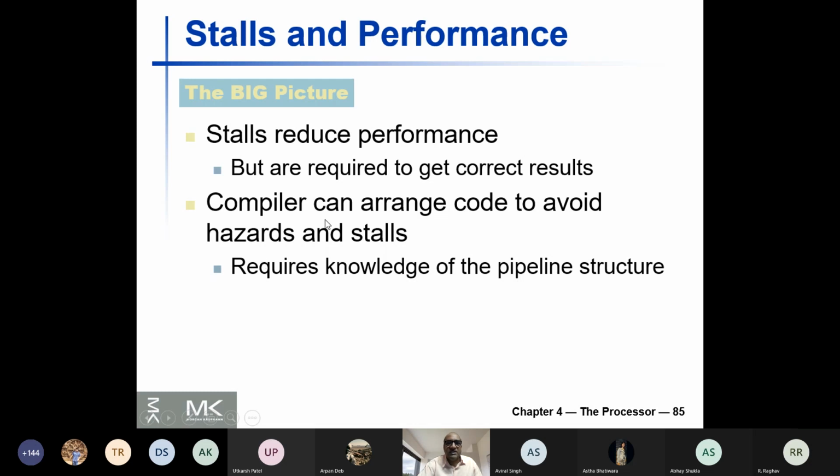You can avoid the stalls by using the compiler appropriately. The compiler can arrange the code to avoid hazards and stalls. That can be done, but again there will be issues based on the logic and other things. Not only that, the compiler should be aware of the pipeline structure and the underlying hardware. Based on that, it can arrange the code so that the hazards and stalls can be minimized.